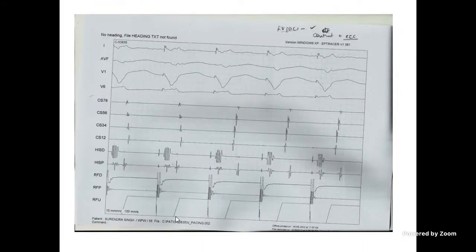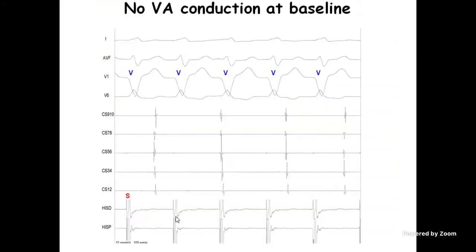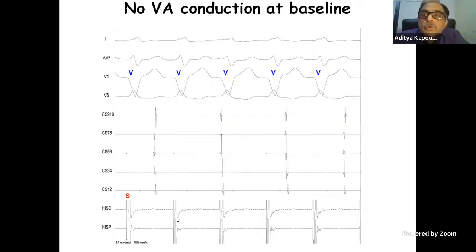Excuse me, sir. Can you please explain that concept? I didn't understand why a pathway is unlikely. Dr. Yash, he wants to know, when you have no baseline VA conduction, why does an AVRT become unlikely?